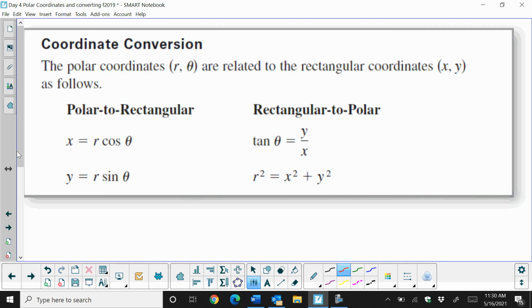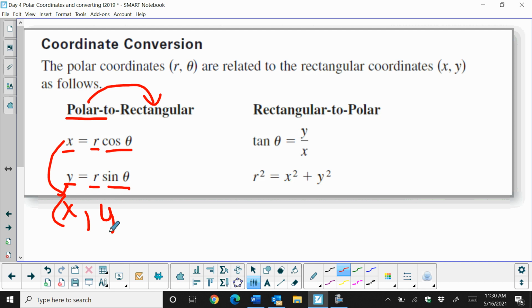So let's try a couple of these. I want you to write down these two formulas. If you're starting with a polar coordinate and you want to work to a rectangular coordinate, to find x, you're just going to take the radius times cosine theta, and that's going to give you the x coordinate in a rectangular form. The y coordinate you're going to simply get by multiplying r, or the radius, times the sine of theta, and that is going to give you the y coordinate.